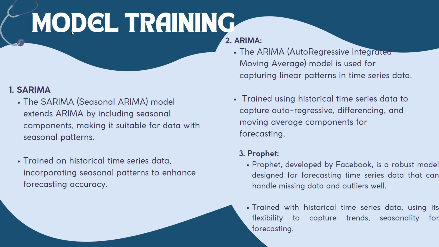Then we can move on to the model training, where we adopted 3 types of models. The SARIMA model, that is the seasonal ARIMA model, extends ARIMA by including seasonal components, which makes it suitable for data with seasonal patterns. And then the second model was the ARIMA model, that is the auto-regressive integrated moving average model. It is used to capture linear patterns in the time series data. Then we have also adopted the Prophet model, which was developed by Facebook as a robust model for forecasting time series data. It handles missing values and outliers as well.